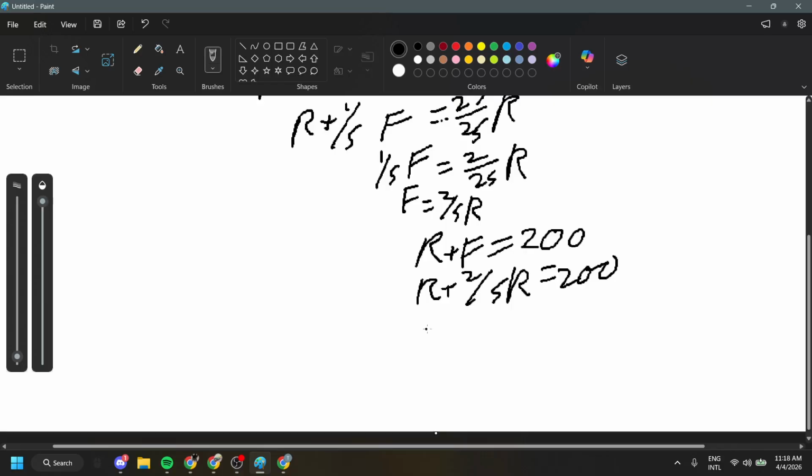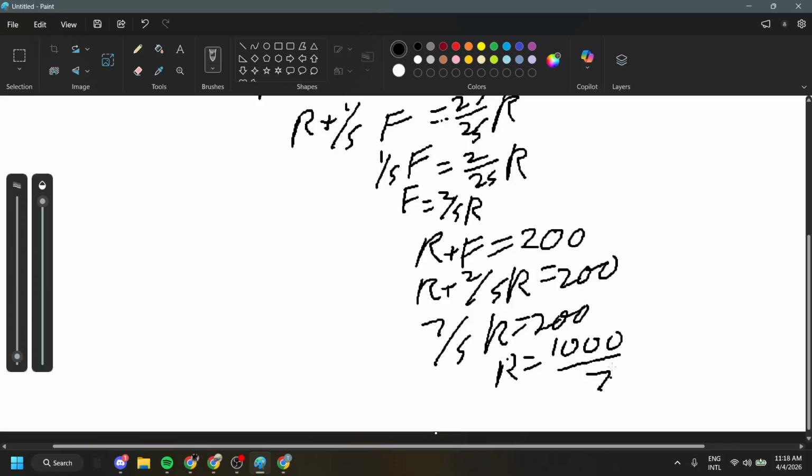So 7/5 R is equal to 200. Multiply by 5, you get 1000. R is equal to 1000 over 7. Oh, I see what I did wrong.